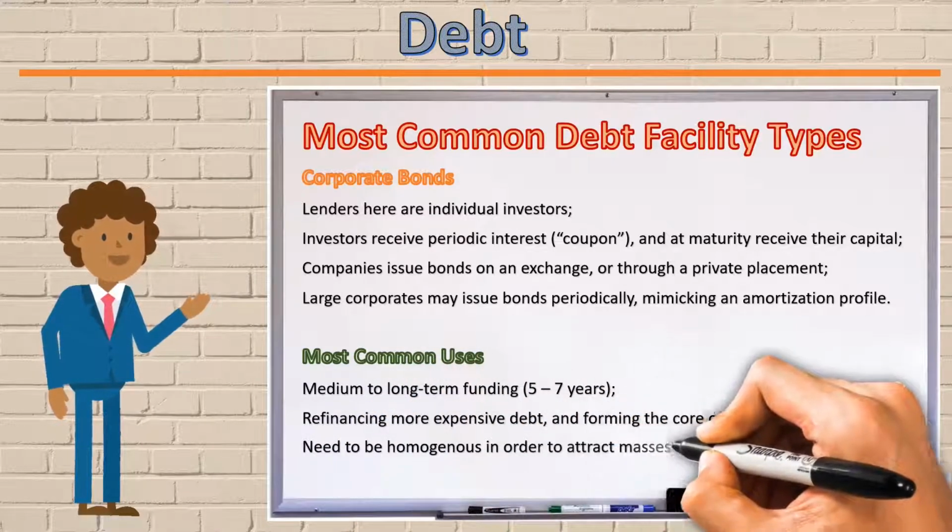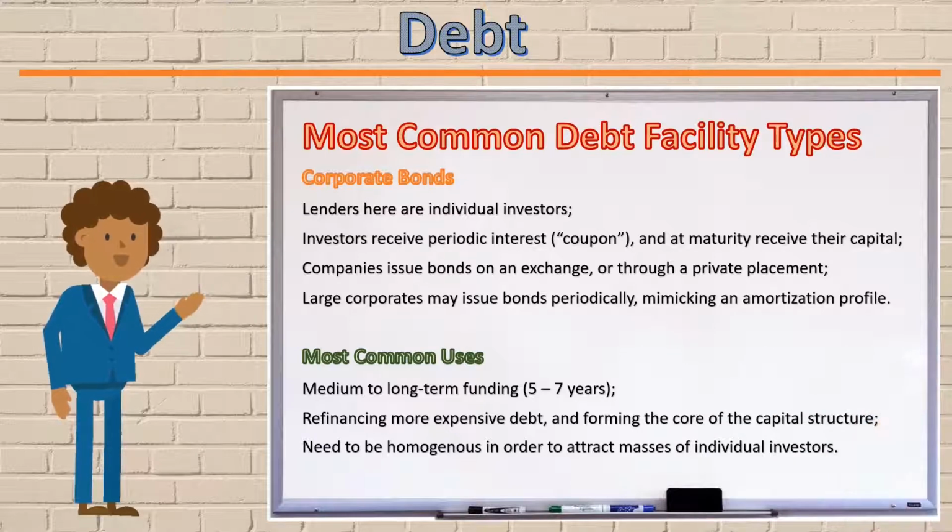Corporate bonds need to be relatively homogeneous in order to attract masses of individual investors. In other words, they are structured more for the market than they are for the issuer. This is different to bank debt, where the funding relationship would be between the company and its bankers.